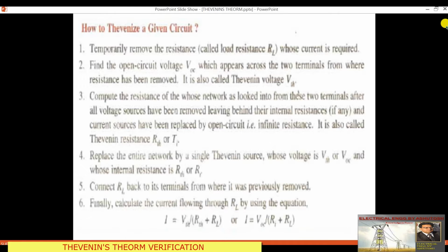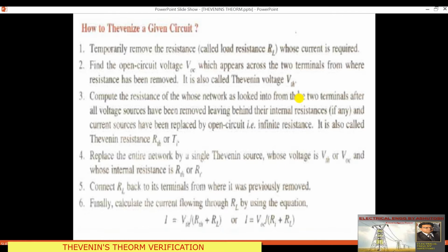And how to Thevenize a given circuit? So guys, there are various steps. You can see here, first step: temporarily remove the load resistance whose current is required. Find the open circuit voltage which appears across the two terminals from where the resistance has been removed. So these are the different steps we will see later.